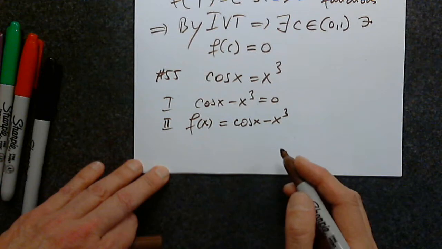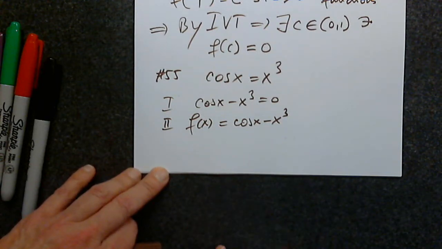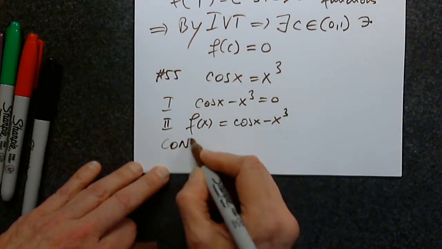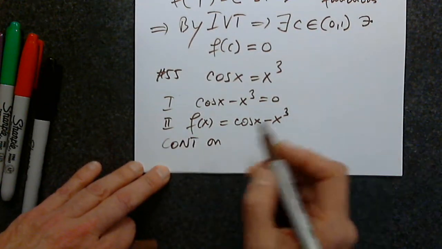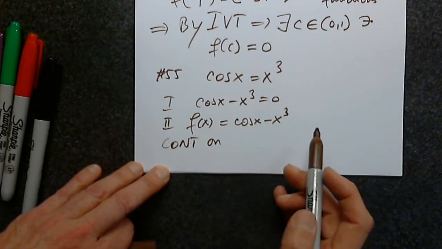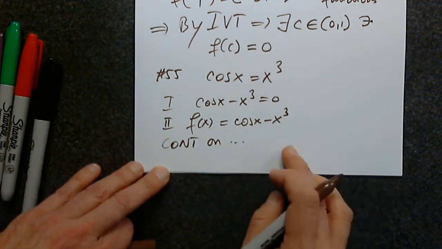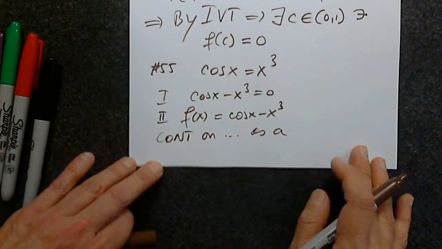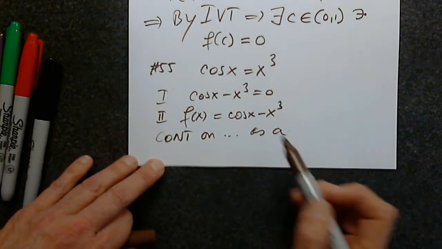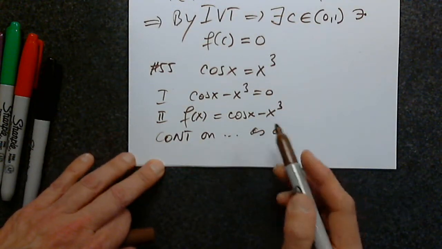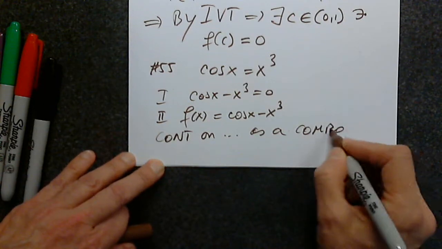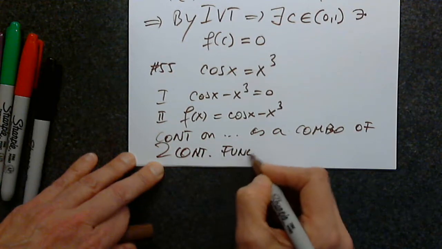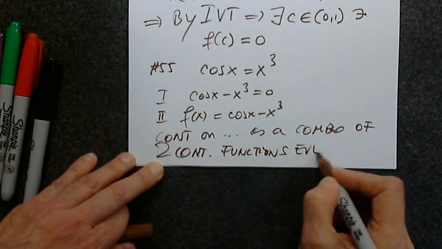Then I will have to say what about this function? Extremely important. If it's not the case, then I can't say anything. It's continuous. Yes, it's continuous on any interval, because both functions are continuous everywhere. It's a combination of two continuous functions everywhere.